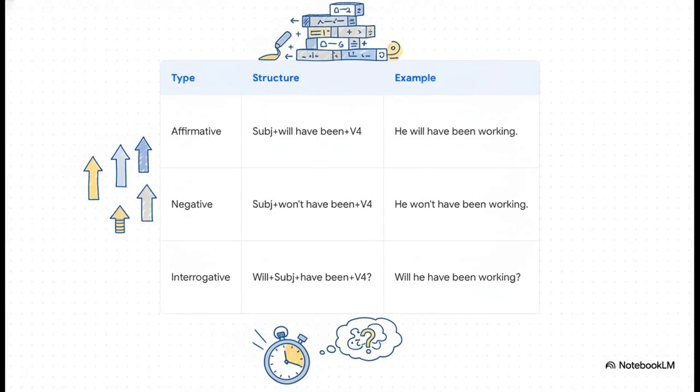This is the ultimate longest formula in our explainer today. Just look at how many blocks we have stacked together. For an affirmative sentence, we stack our subject, plus will, plus have, plus been, and finally our V4 ing verb, plus the object and the duration. He will have been working on the project for 5 hours. Negative, he will not have been working on the project.